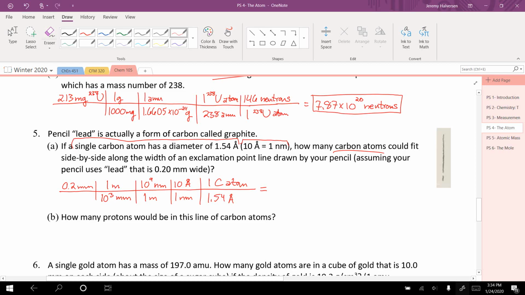And with how many significant figures? 3 significant figures? Nope, 0.20, 2 significant figures. I get 1.3 times 10 to the 6th. It's kind of cool. Over 1 million atoms of carbon across that pencil lead.